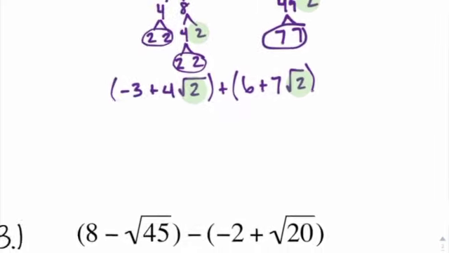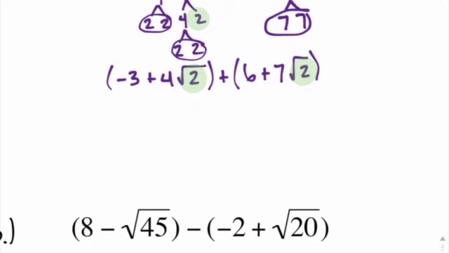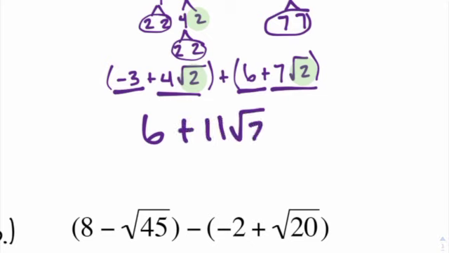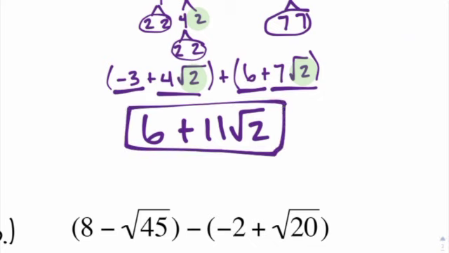So now, once I have them in the same radical, it's just a matter of combining like terms. And numbers are like terms, so negative 3 and 6 is 6, and then radicals are like terms. So think of 4 radical 2 and 7 radical 2 like 4x plus 7x. 4x plus 7x would be 11 radical 2. And that is simplified. Oh, I can't add. Negative 3 plus 6 is not 6. Negative 3 plus 6 is 3. 3 plus 11 radical 2.